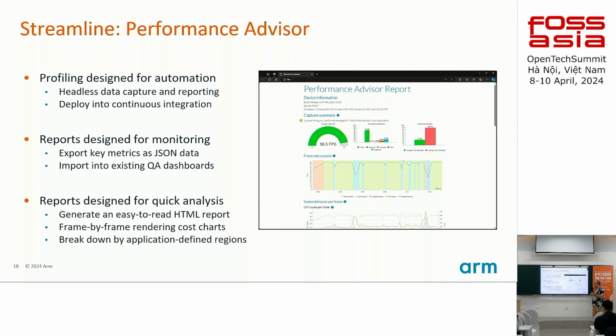So as part of Performance Studio, we've got Streamline. And as part of the Streamline suite, there's the Performance Advisor. So it helps with profiling, or automating your profiling, should I say. And then the reports that get generated are designed for monitoring what you're doing. And then you can quickly and easily digest what's coming out of those reports, so you can respond quicker to that.